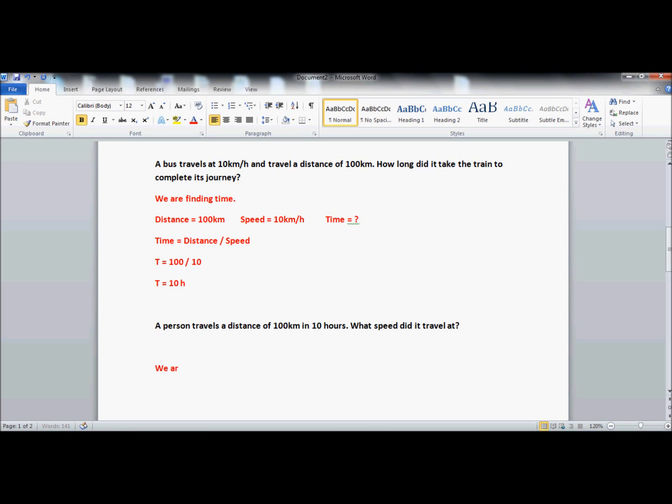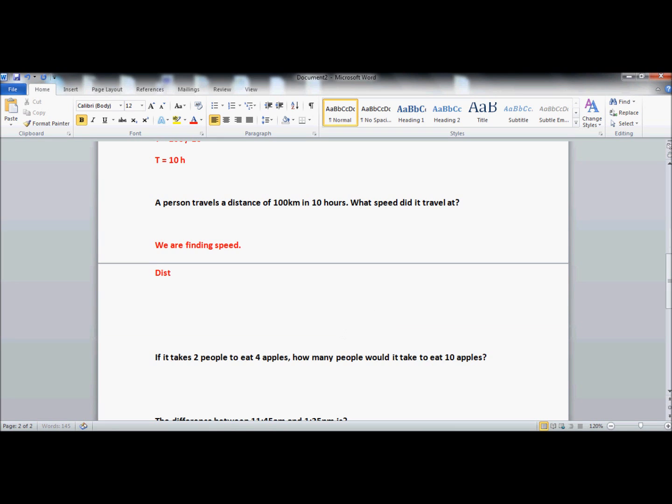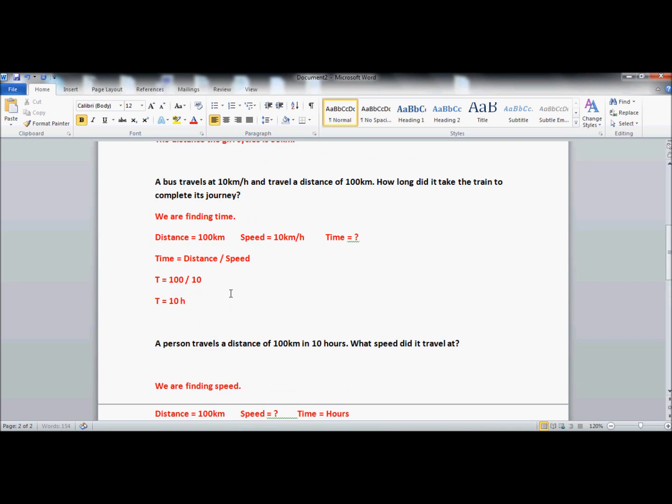Now we are finding speed. The values we know are distance equals 100 kilometers, once again, and speed equals question mark, because that's the one we're finding, and time equals 10 hours.